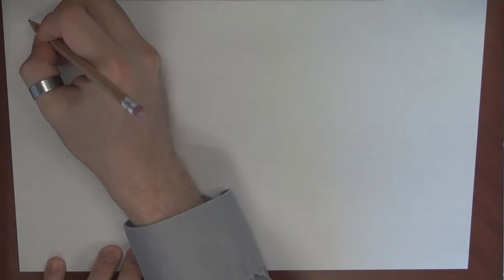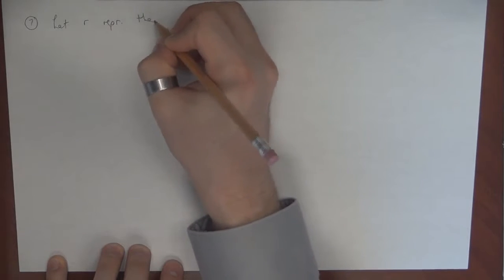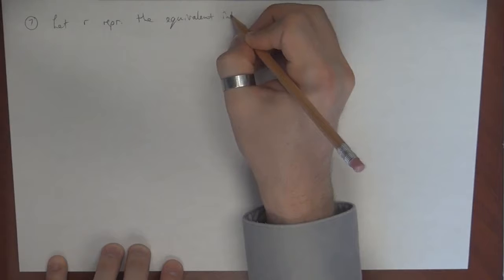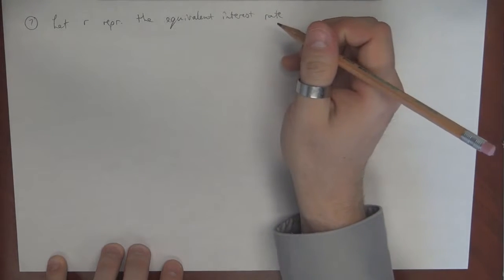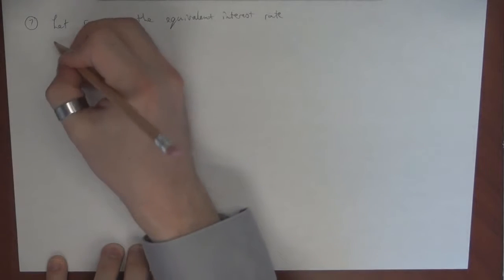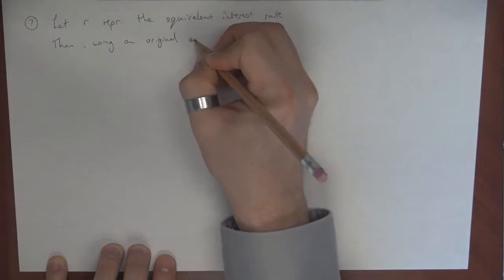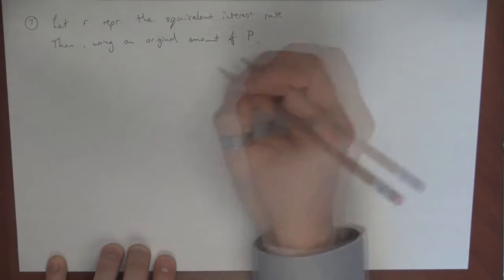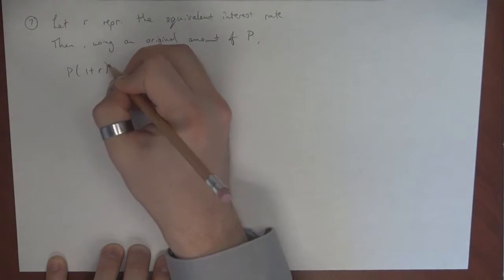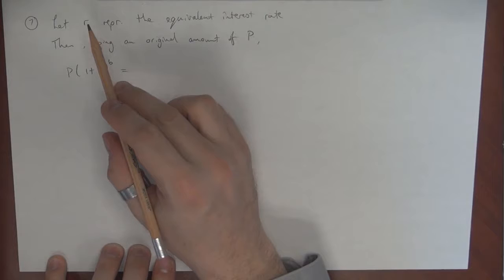So let's try and find the equivalent interest rate. Let's say R represents the equivalent interest rate. What do I mean by equivalent? The interest rate that gets me the same end amount if I replace it and have the consistent interest rate R every time. Well, I have 6 years there, so then using an original amount of P, I have P times 1 plus R to the 6. That is how much money I would have after 6 years if I have a constant interest rate of R.